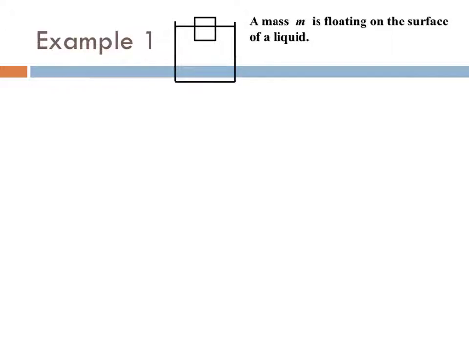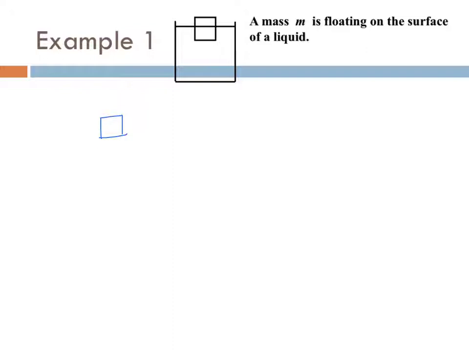Since buoyancy is a force, we're going to have to start off by drawing free body diagrams. Now, I'm going to be setting up a lot of problems. You don't have to write everything down. Write what you think is necessary. So this object is a mass m, floating on the surface of a liquid.